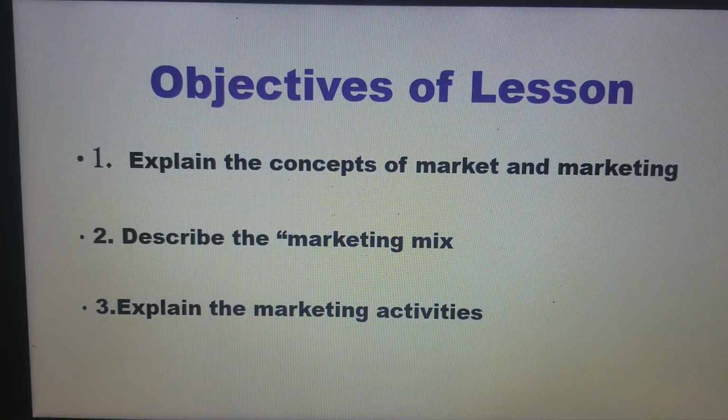The objectives for this lesson are that we're seeking to explain the concepts of market and marketing, to describe the marketing mix, and to explain the marketing activities.